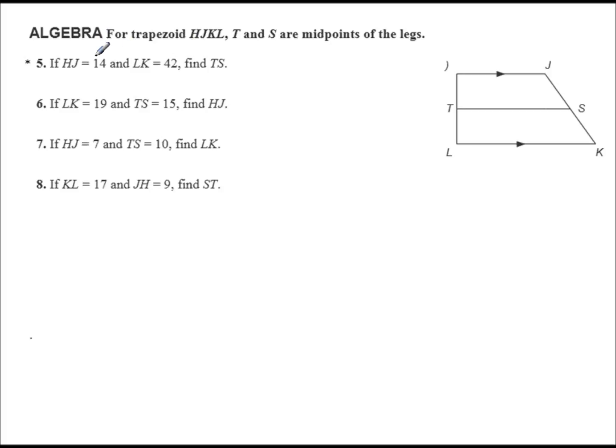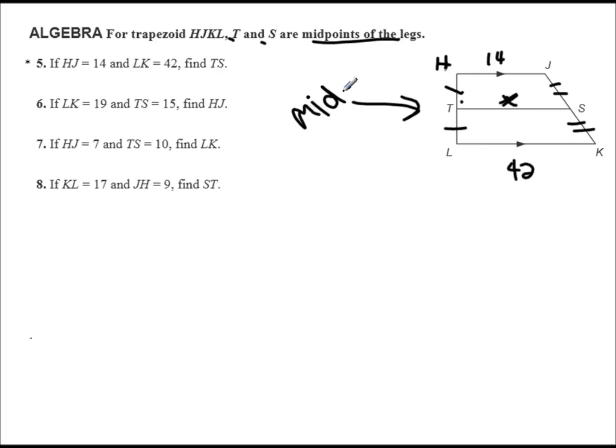Okay, number 5, if HJ is 14, I think this was supposed to be an H here, HJ is 14 and LK is 42, we want to find TS. Well, up here it says that T and S are midpoints of the legs, so that means that these sides are congruent and these sides are congruent, which means that this is the midsegment or the median.